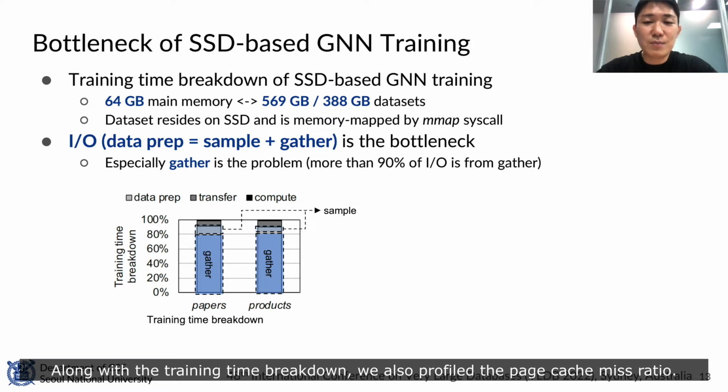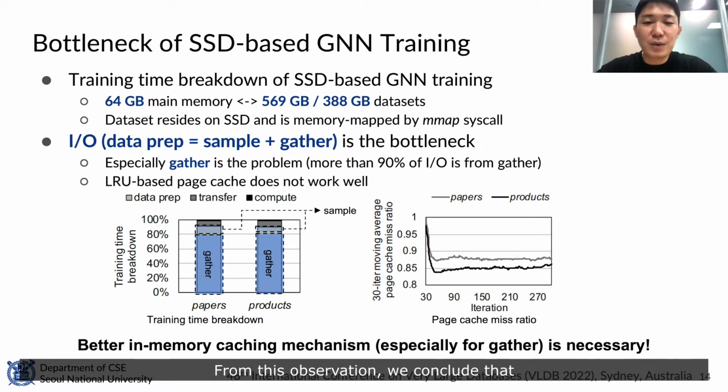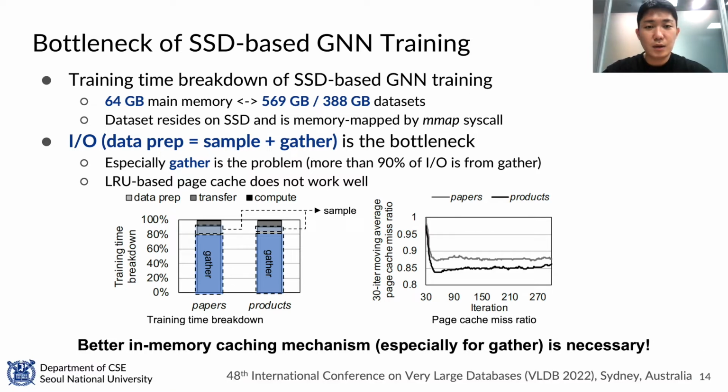Along with the training time breakdown, we also profiled the page cache miss ratio. As expected, page cache miss ratio was so high, it reaches up to almost 90%. From this observation, we conclude that we need a better in-memory caching mechanism, especially for feature gathering.